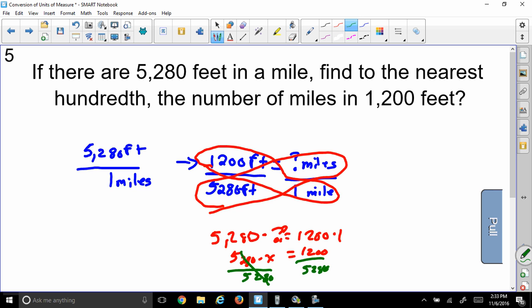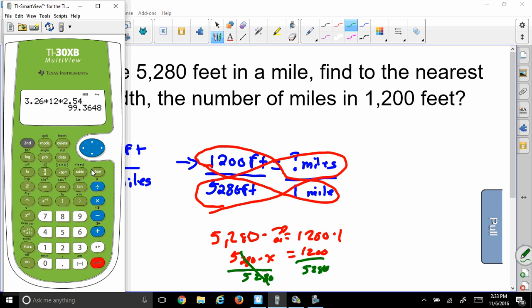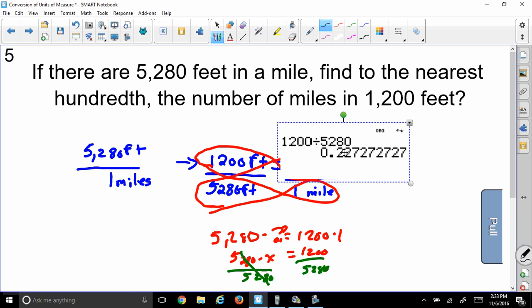Now I need a calculator again, so let's divide. Clear that out. 1,200 divided by 5,280. So we got an interesting decimal there. It looks like it repeats a little bit over there. So, and let's drag that out, by the way. So let's drag this out.